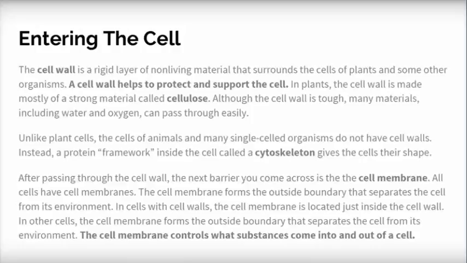After passing through the cell wall, the next barrier you come across is the cell membrane. All cells have cell membranes. The cell membrane forms the outside boundary that separates the cell from its environment. In cells with cell walls, the cell membrane is located just inside the cell wall. In other cells, the cell membrane forms the outside boundary. The cell membrane controls what substances come into and out of a cell.